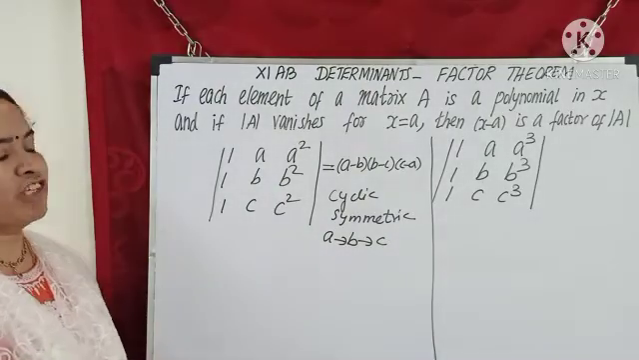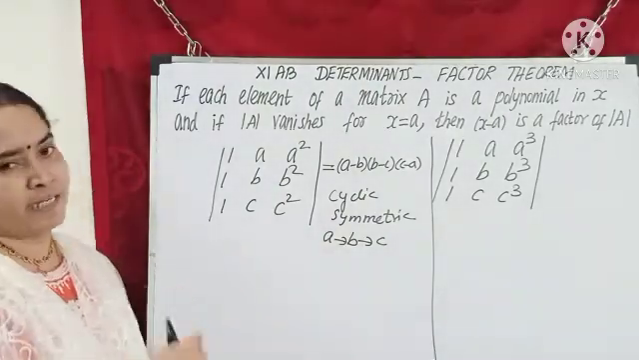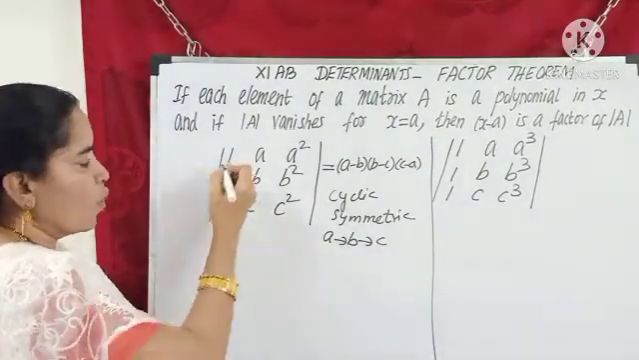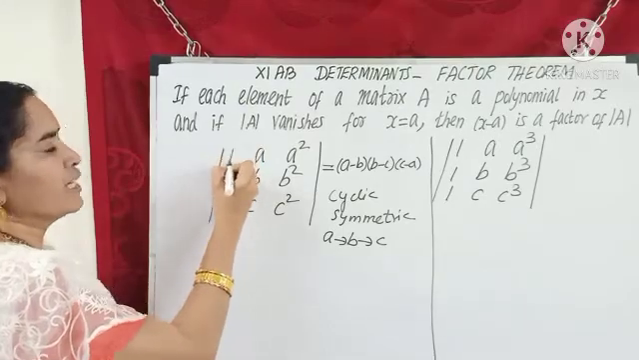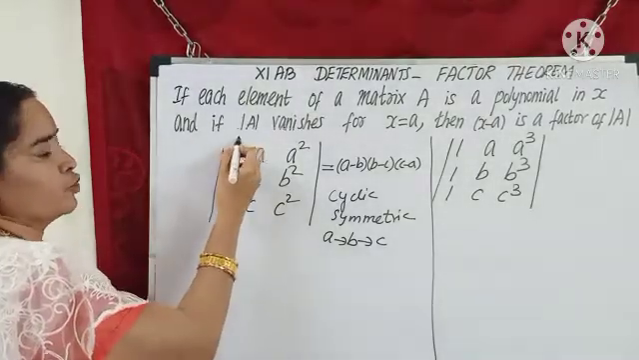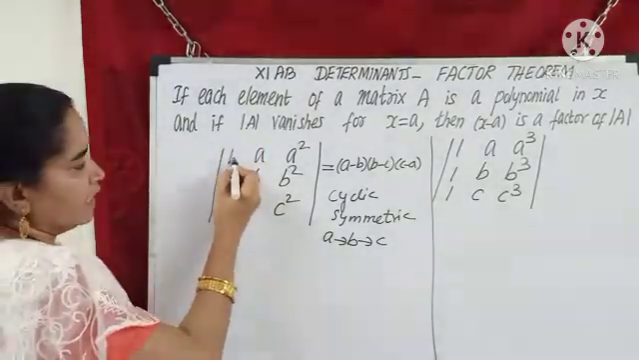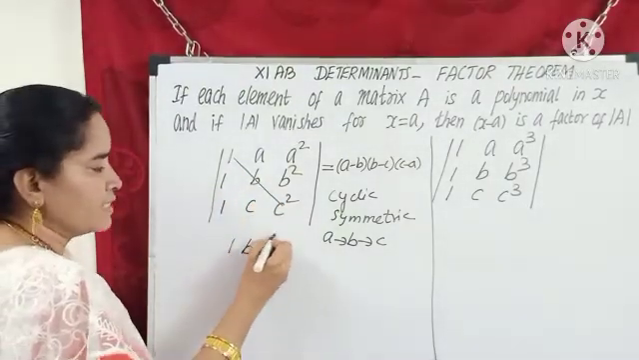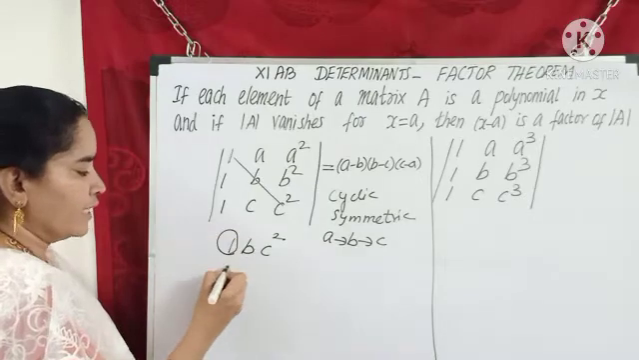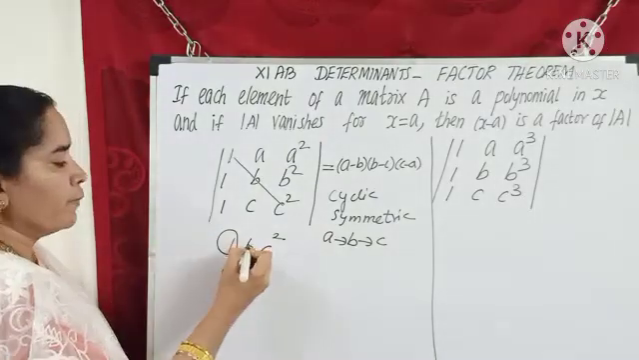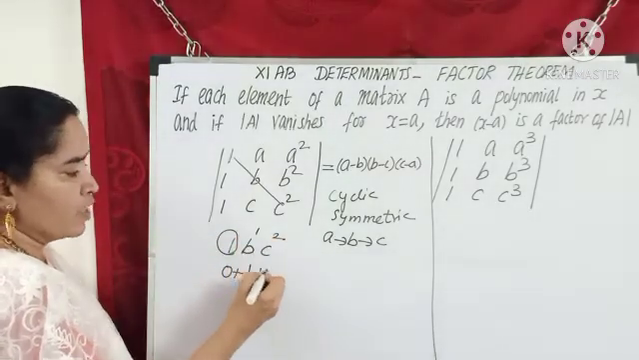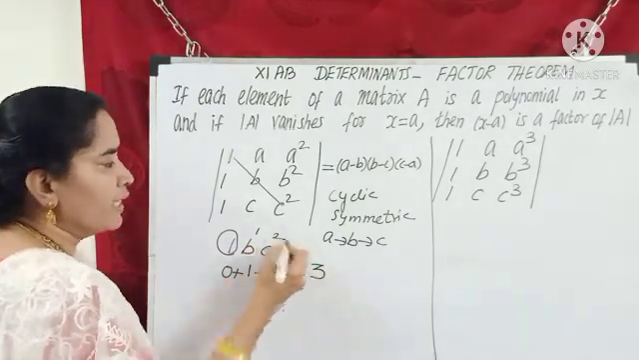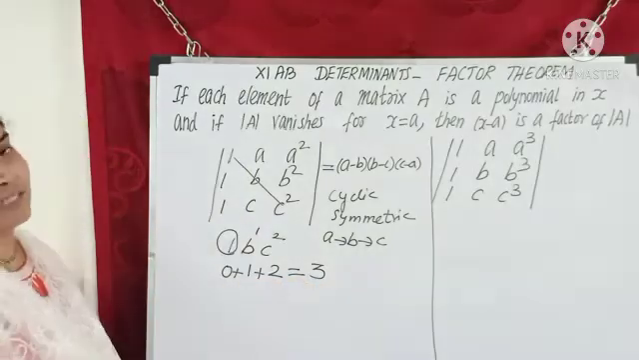Now, I must check something called degree. How to find it? When I see here, 1 is a constant. Constants have the degree 0. Ignore. Diagonally, I see the elements. I have 1, b, c square. For 1, the degree is 0. For b, the degree is 1. For c square, the degree is 2. Adding it all, degree of the determinant is 3.